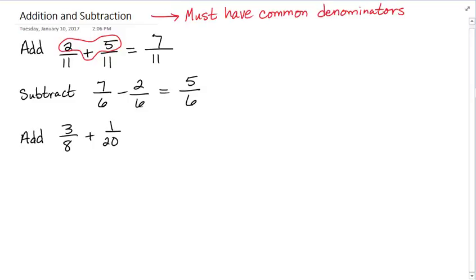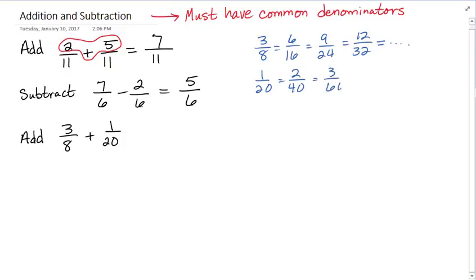And remember, let's just talk about 3/8 for a second. There are lots of versions of 3/8 that are the same number but just look different. 3/8, 6/16, 9/24, 12/32, right? And the list goes on. And I have that same kind of thing for 1/20: 2/40, 3/60, and so on.